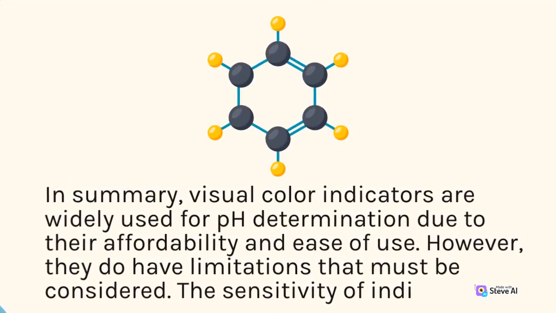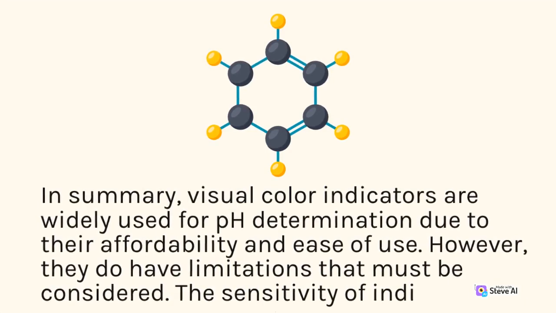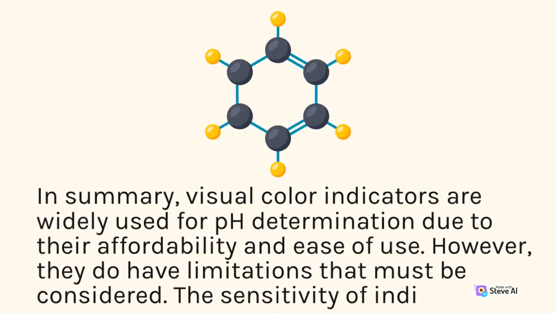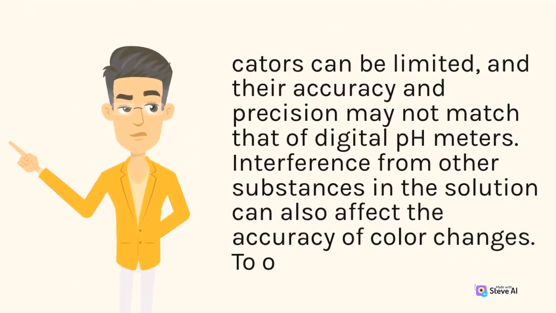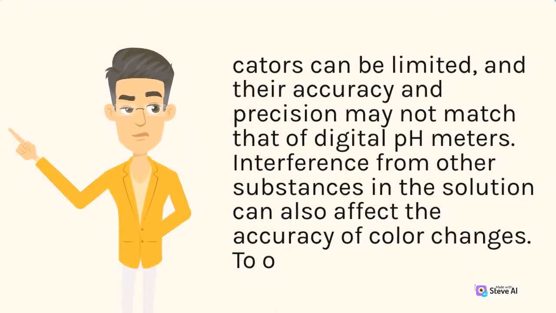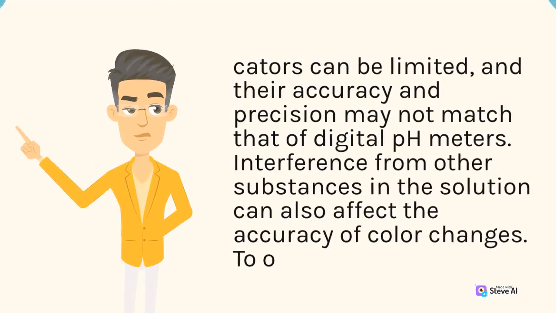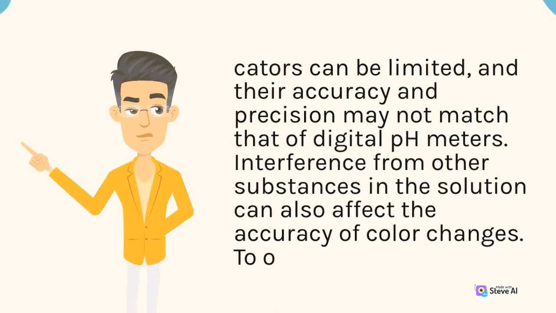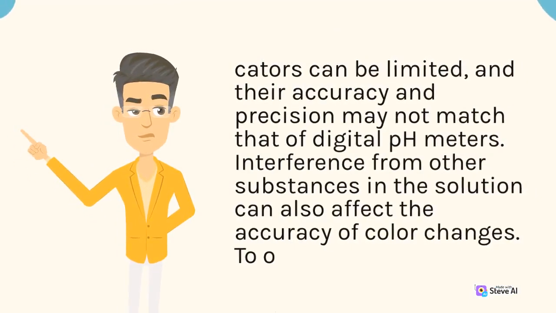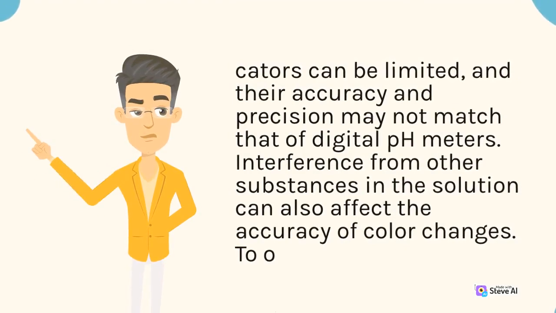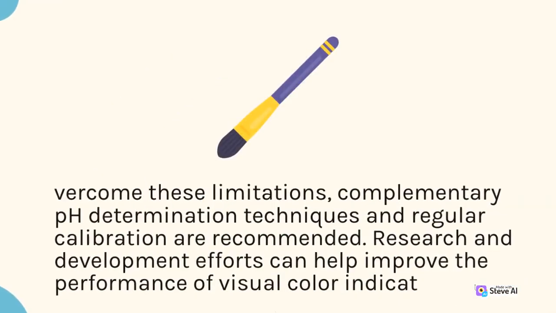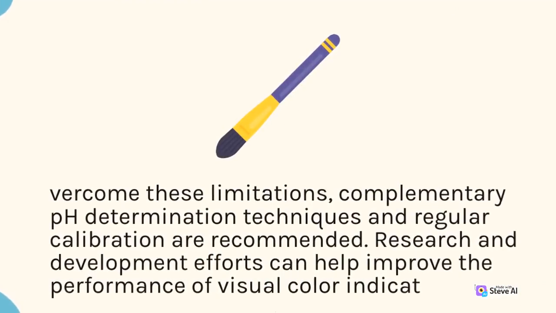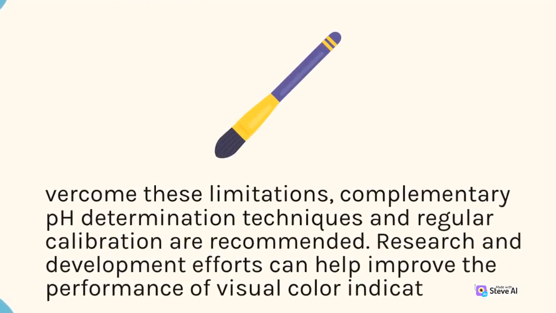In summary, visual color indicators are widely used for pH determination due to their affordability and ease of use. However, they do have limitations that must be considered. The sensitivity of indicators can be limited, and their accuracy and precision may not match that of digital pH meters. Interference from other substances in the solution can also affect the accuracy of color changes. To overcome these limitations, complementary pH determination techniques and regular calibration are recommended.